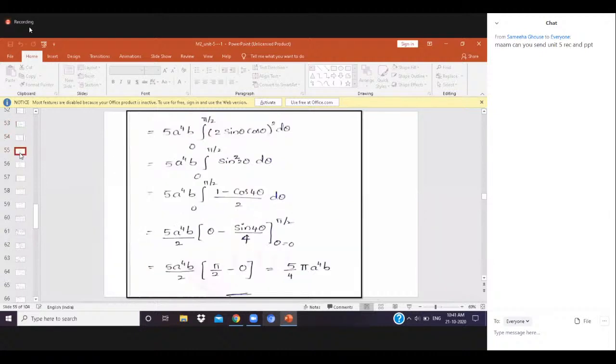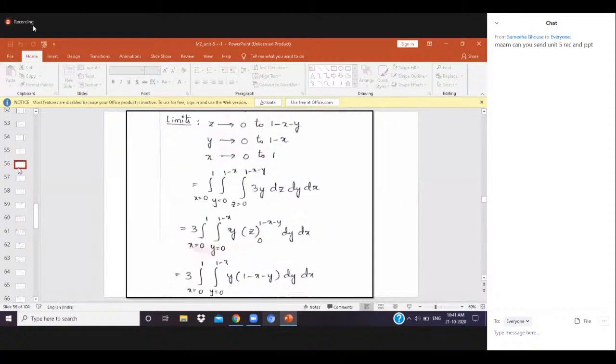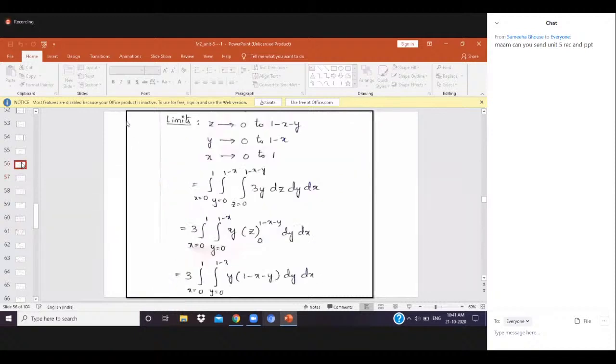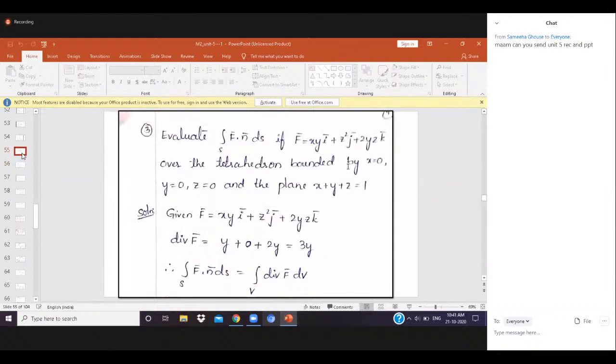This is a similar problem under the Gauss divergence theorem. If we evaluate, it means we need to evaluate only one side. Let's discuss that problem also. Here the question is: evaluate the integral over S of f bar dot ds.